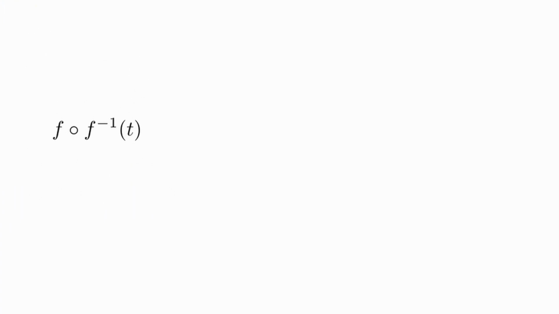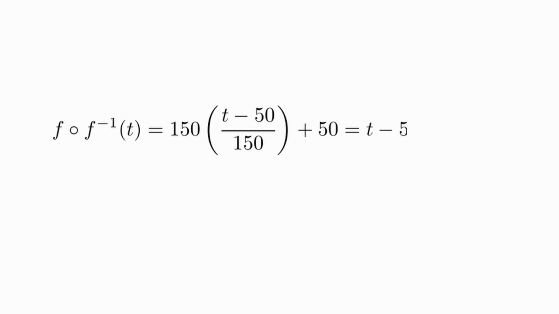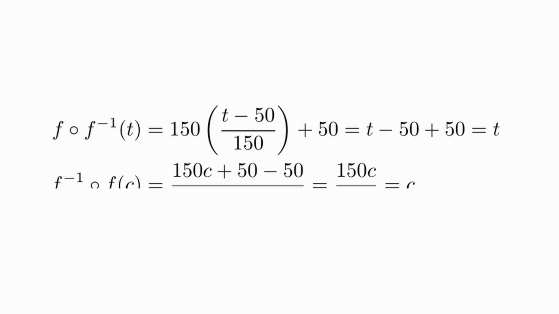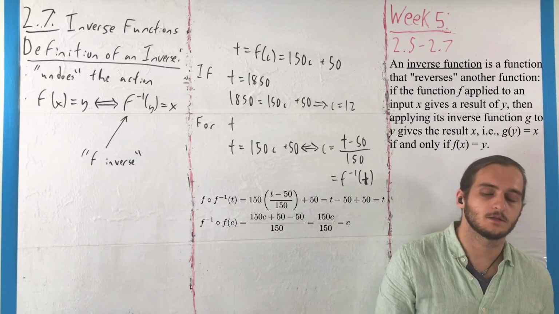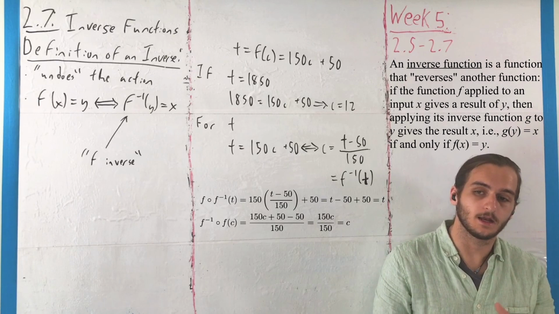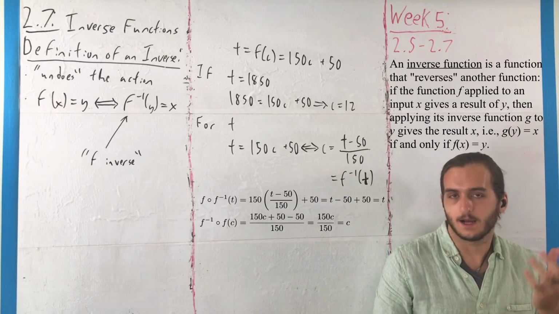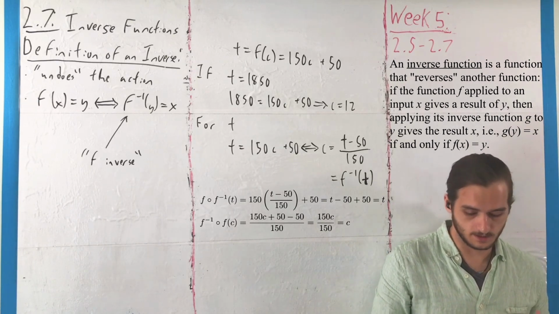and we can see that if we look at compositions. Because if we take the composition of f with f inverse of t, we will get our function f evaluated at t minus 50 over 150, which is to say 150 times t minus 50 over 150 plus 50. That ends up simplifying down and just being t. Similarly, if we evaluate f inverse at f of c, we would end up getting 150c plus 50 minus 50 over 150, which just gets us c. So in either case, we end up actually just getting an identity value. We end up getting either c or t, depending on our notation there.